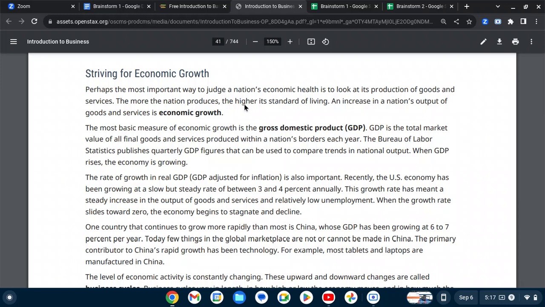When the growth rate slides towards zero, the economy begins to stagnate and decline. One country that continues to grow more rapidly than most is China, whose GDP has been growing at 6 to 7% per year. Today, few things in the global marketplace are not or cannot be made in China. The primary contributor to China's rapid growth has been technology. For example, most tablets and laptops are manufactured in China.